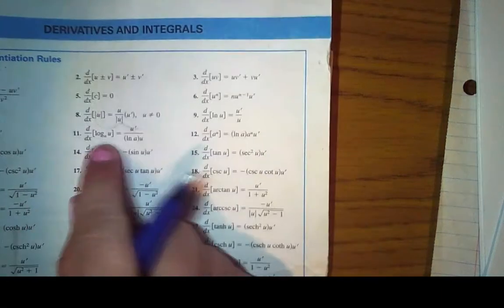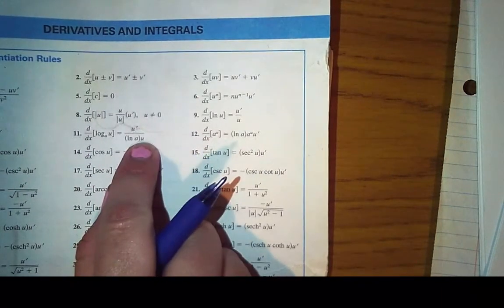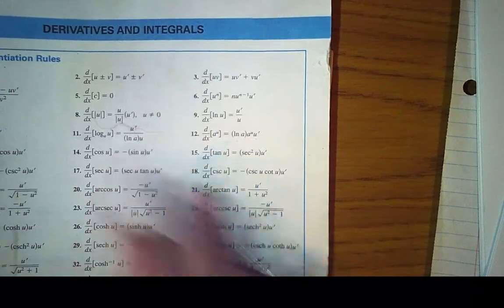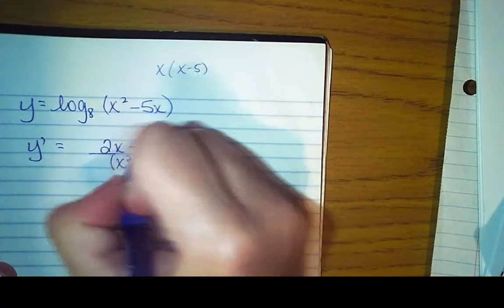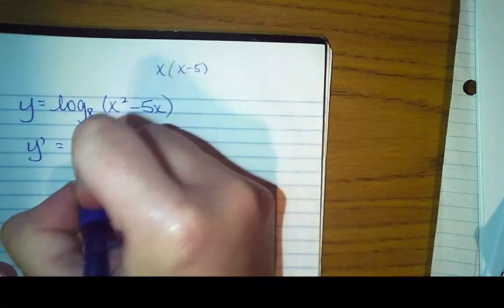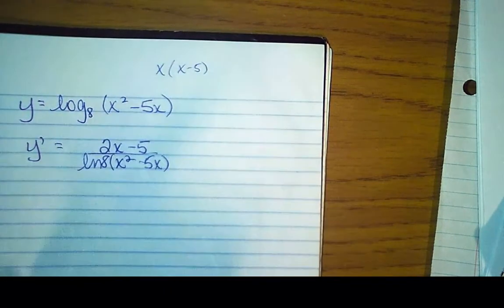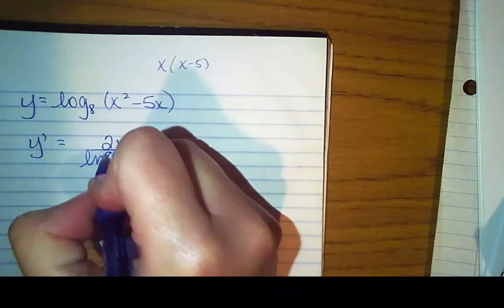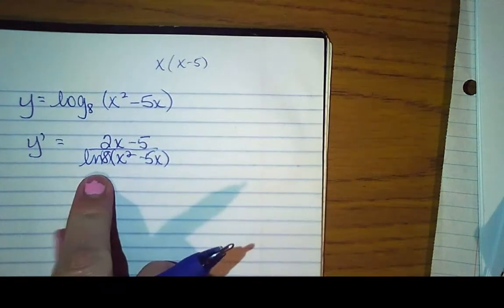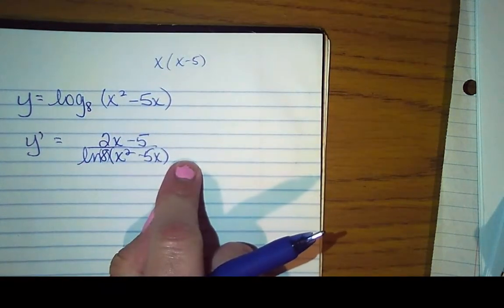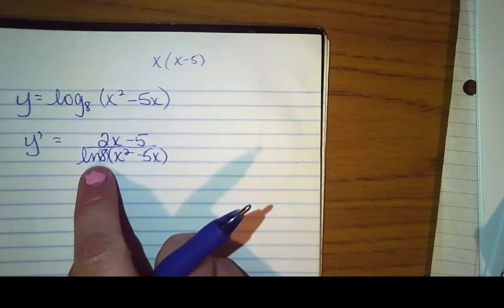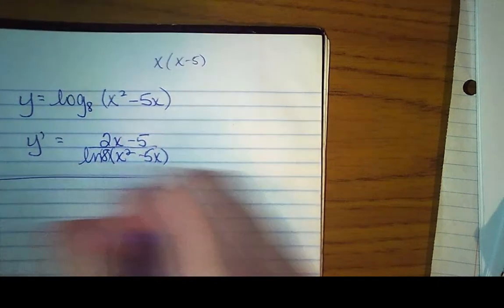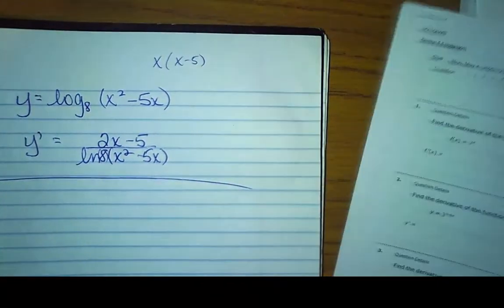All right, log. So the derivative of the argument over the argument itself times the natural log of the base. So the argument itself is x squared minus 5x times the natural log of the base. So you got natural log of 8. You could have put the natural log of 8 at the end. Just make sure you put this mess in parentheses because that natural log of 8 belongs to both terms.